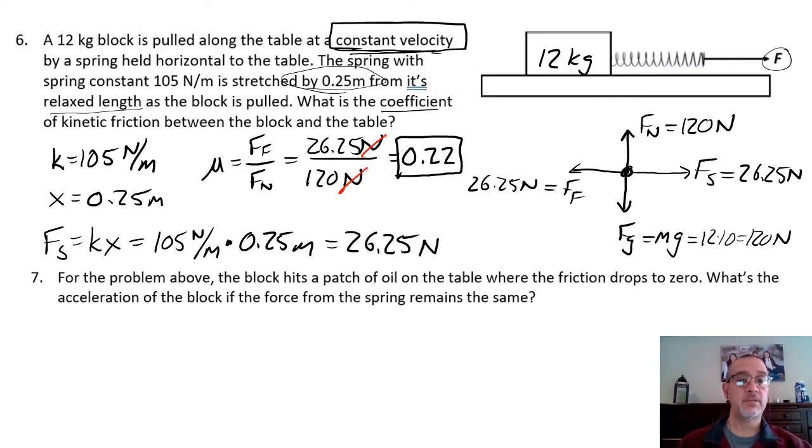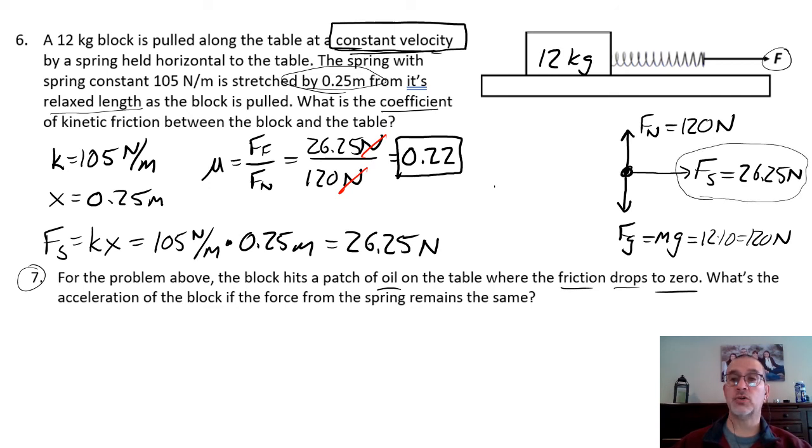Now the last problem here, problem number 7, says for the problem above, the block hits a patch of oil on the table where the friction drops to 0. What's the acceleration of the block if the force from the spring remains the same? So in this case, everything's the same except we're getting rid of the force of friction here. So let me just take my eraser and erase the force of friction from this free body diagram. Now what we can see is that we still have a normal force and a force of gravity that are equal and opposite and canceling, but we've got a spring force to the right that is an unbalanced external force, and that force is going to accelerate the mass.